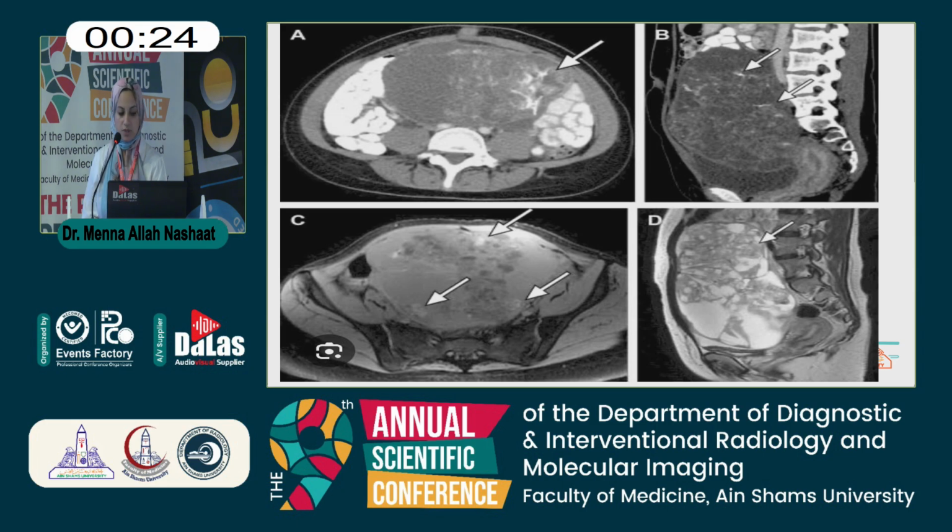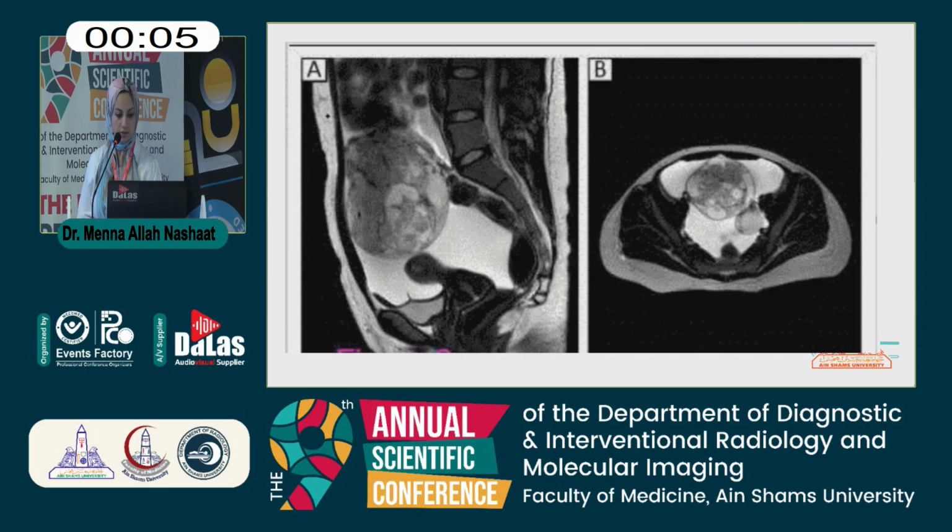In this case, we see here A and B are the CT images of a patient with immature teratoma showing few foci of calcification. C is an MRI T1 sequence with few foci of hemorrhage inside immature teratoma, and D is immature teratoma with a solid component detected inside. This is another case with complicated immature teratoma by rupture with massive ascites and peritoneal deposits.